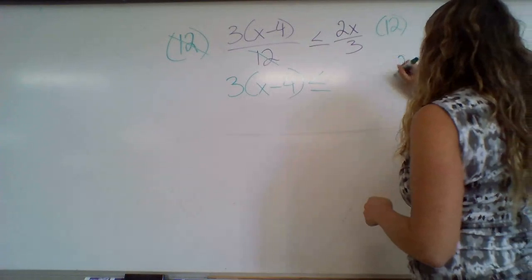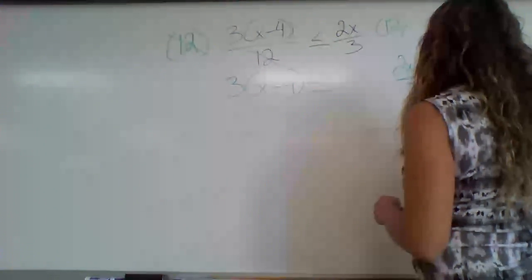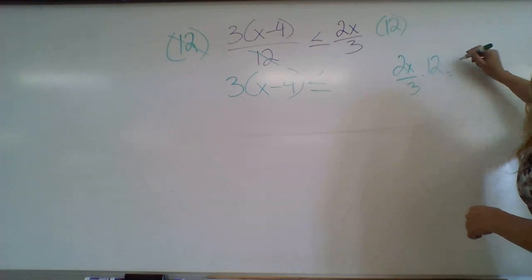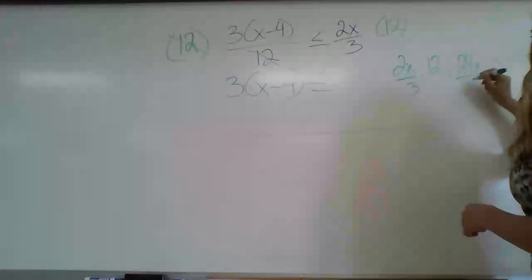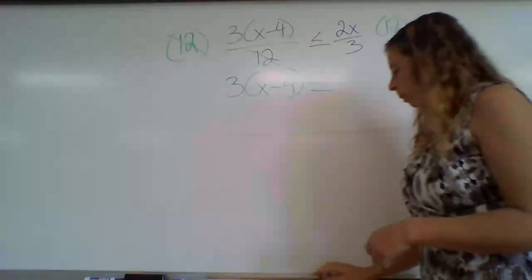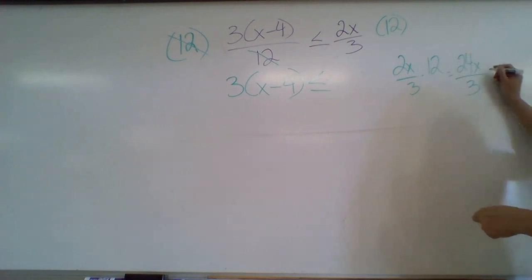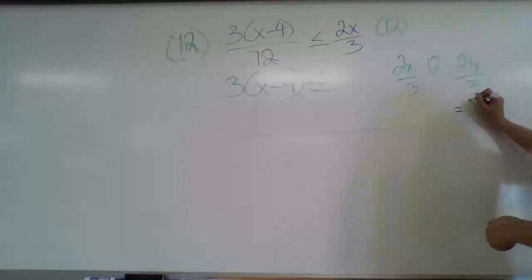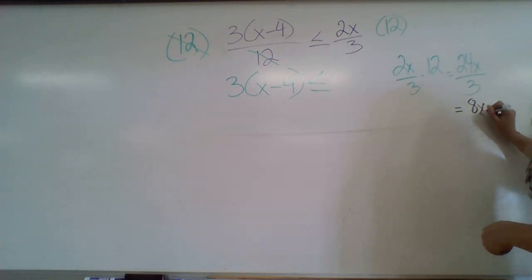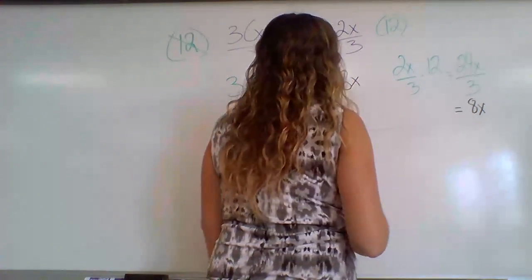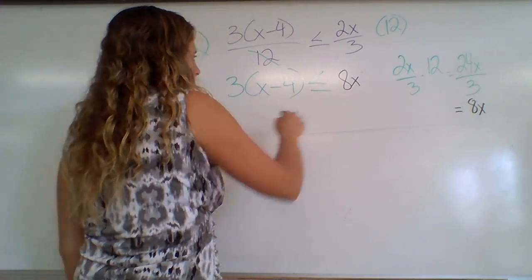So 2x over 3 times 12. Do you see this? Yeah. That's going to be 2x times 12, 24x over 3. And then can I reduce this 24x over 3? Yes, I can. Which is equal to, I'm going to divide 24x by 3, and that's just 8x. So on this side, I get 8x. So I multiplied by 12, and then I reduced it. So I get 8x over here.